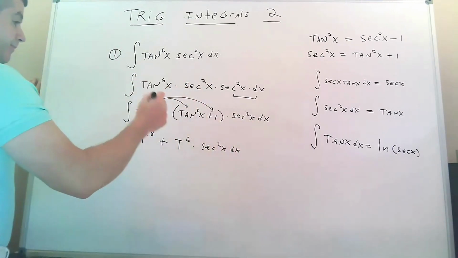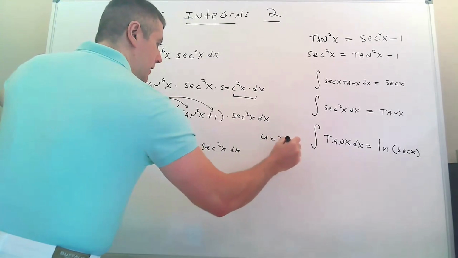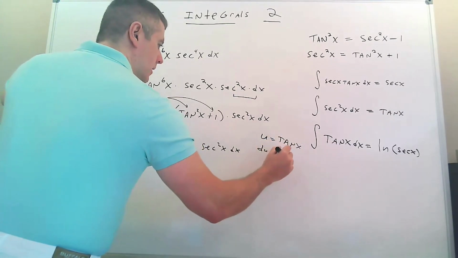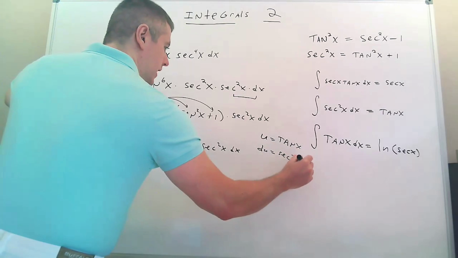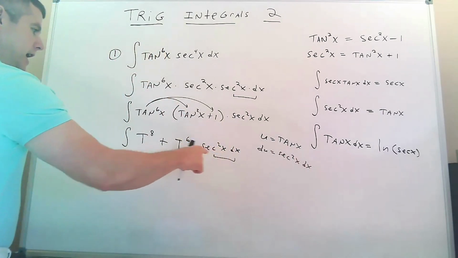At any point, I don't even know where to put it. You're going to pick your u to be tan. So that means that the derivative of tan is secant squared. But again, this is what I want. My derivative of tan is right there.